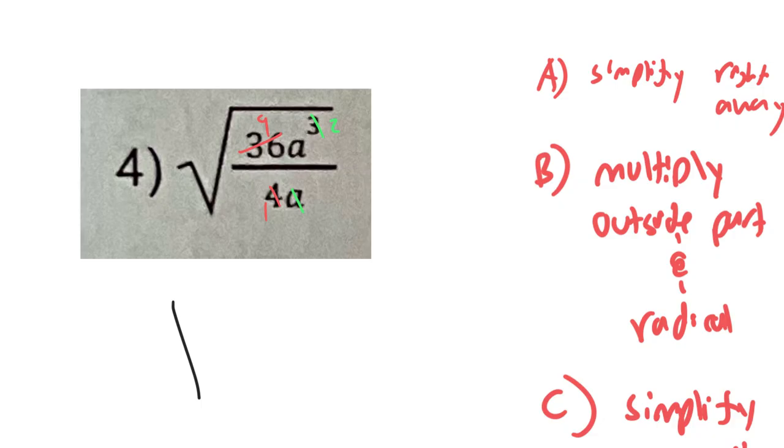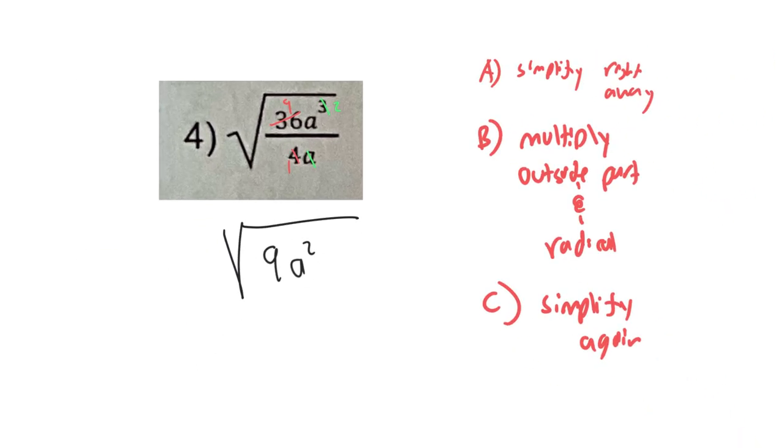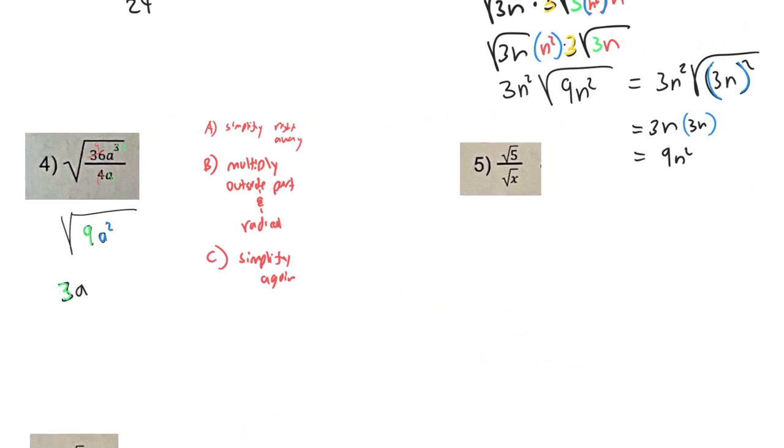So what are we left with? We are left with this big clunky radical. We have literally just 9a squared right now, right? And step letter B, multiply the outside part and radical. Well, there is nothing to multiply. So step letter C, simplify again. Okay, cool. So we have 3a, right? Because this blue a is being raised to the second power, and that green 9, the square root of that green 9 is really a 3. Cool.